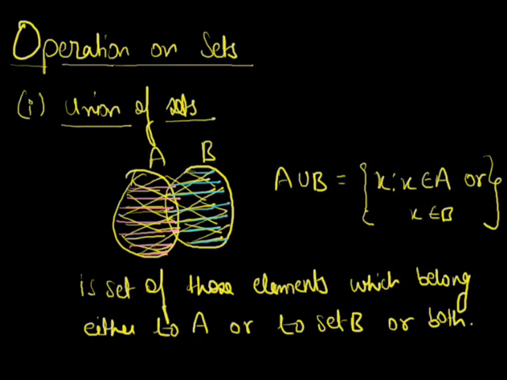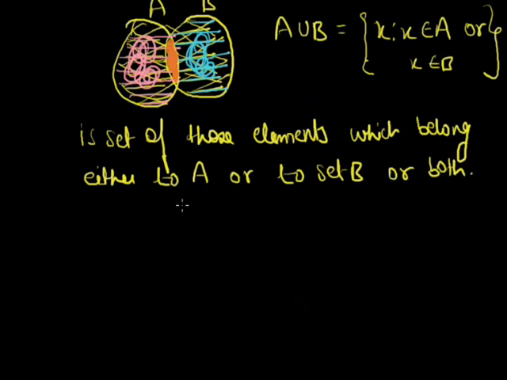Apart from this, there is one region, this region, which is common to both A and B. So elements are either present in this region of A, or in B, or in the common part of A and B. They should be either in this region, or in this region, or in the region which is common to both. The combination of all those elements is considered to be the union of sets A and B. This is what we mean by union of sets.